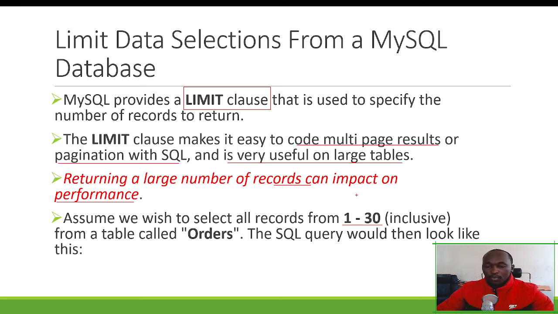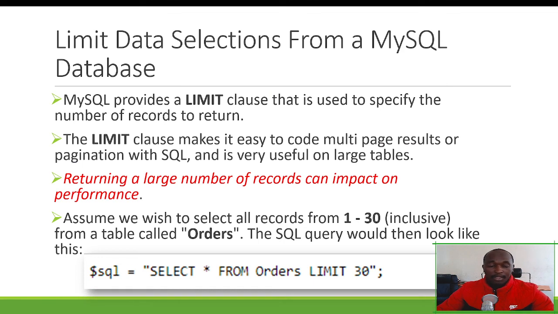So let's just see. We want to select 1 to 30 records, inclusive of 30, from a table called orders. How will that query look? It will look like this: SELECT all columns from the table orders, but we want to LIMIT to 30. So that's going to return 1 to 30, like that.